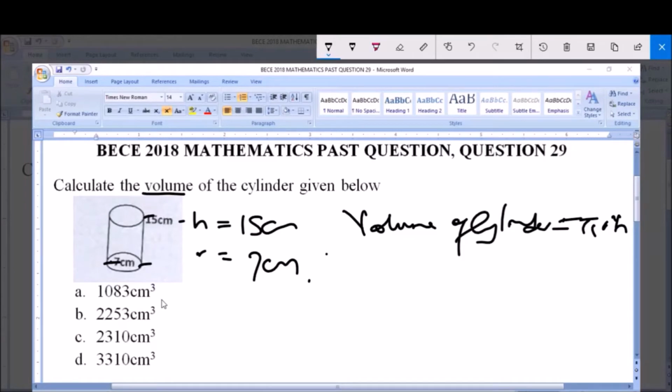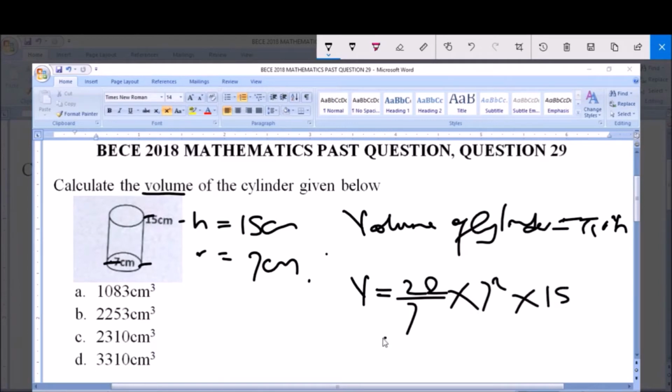Then the height multiplied by the area of each circle gives us what? Gives us the volume of the cylinder. So therefore the volume of the cylinder V is equal to what? Pi is 22 all over 7, multiplied by r square, that's 7 square, then multiply by 15.